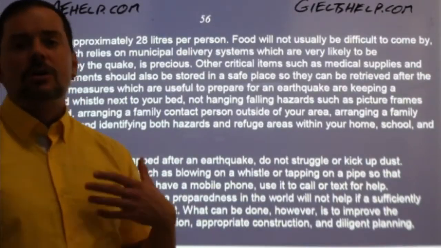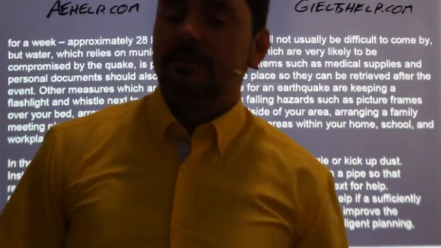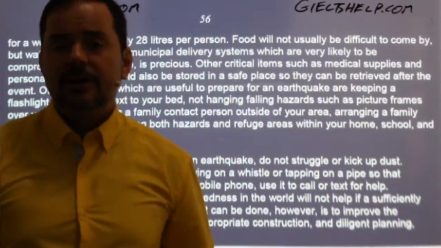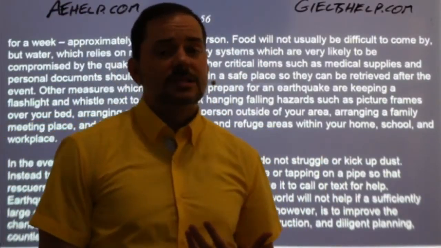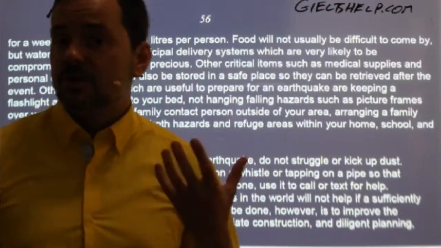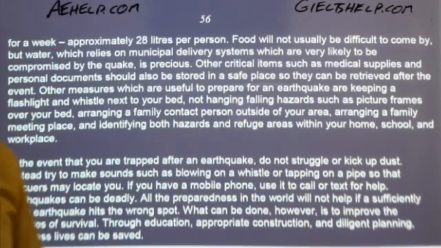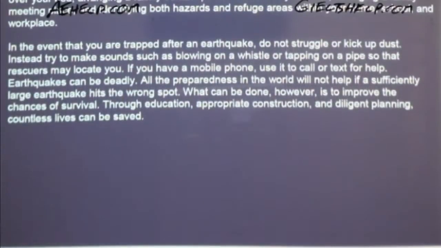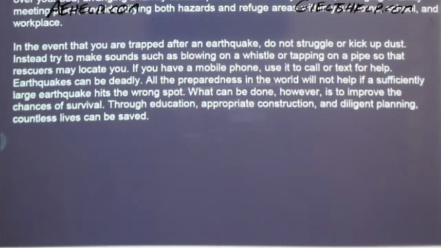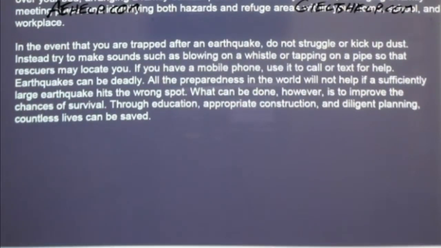Okay, so lots about planning, lots of visualization there. You should remember points like the most valuable resource is water, not food. Keep a flashlight, keep a whistle. Okay. Let's keep going. Keep reading.